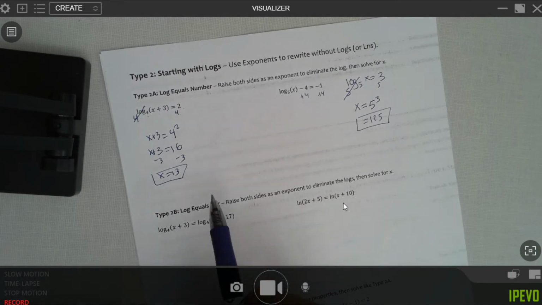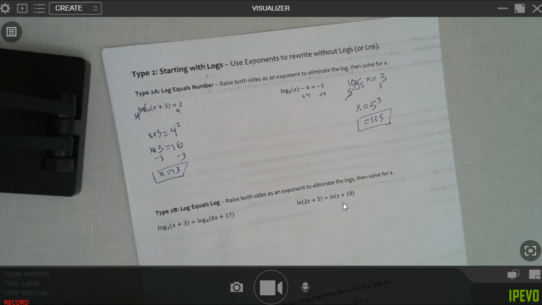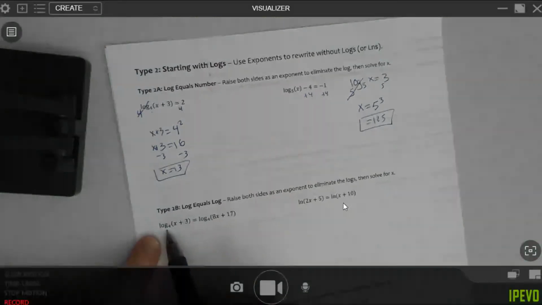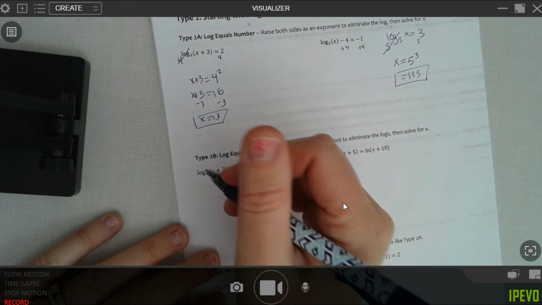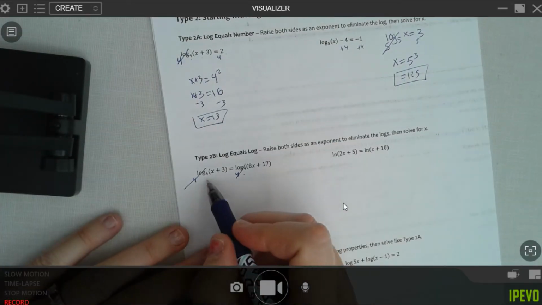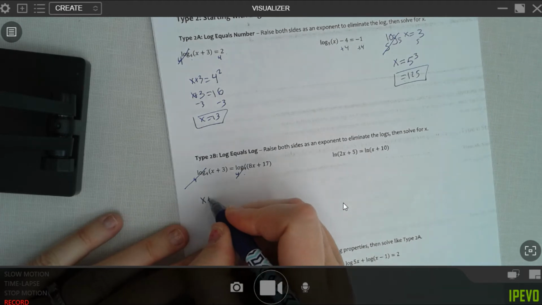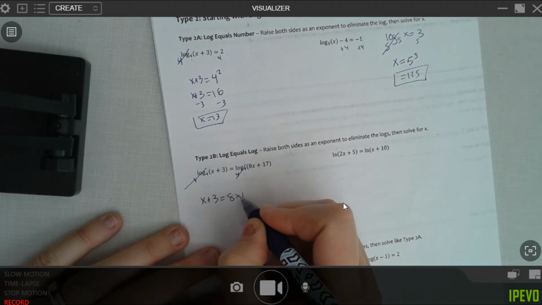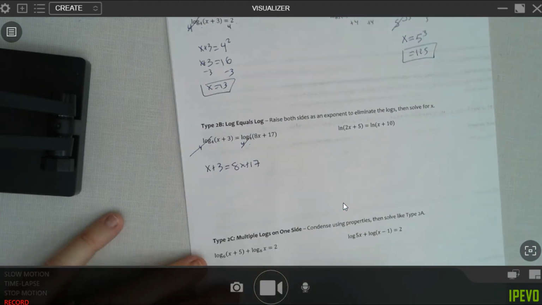So these up here, we're just rewriting to get rid of the log. So in type 2, as long as they have the same base here, they just cancel out. Technically, you're raising both sides to the power of the base. That's why they cancel. But the important thing is they cancel and that you're doing x plus 3 equals 8x plus 17. And then it's just a linear equation.